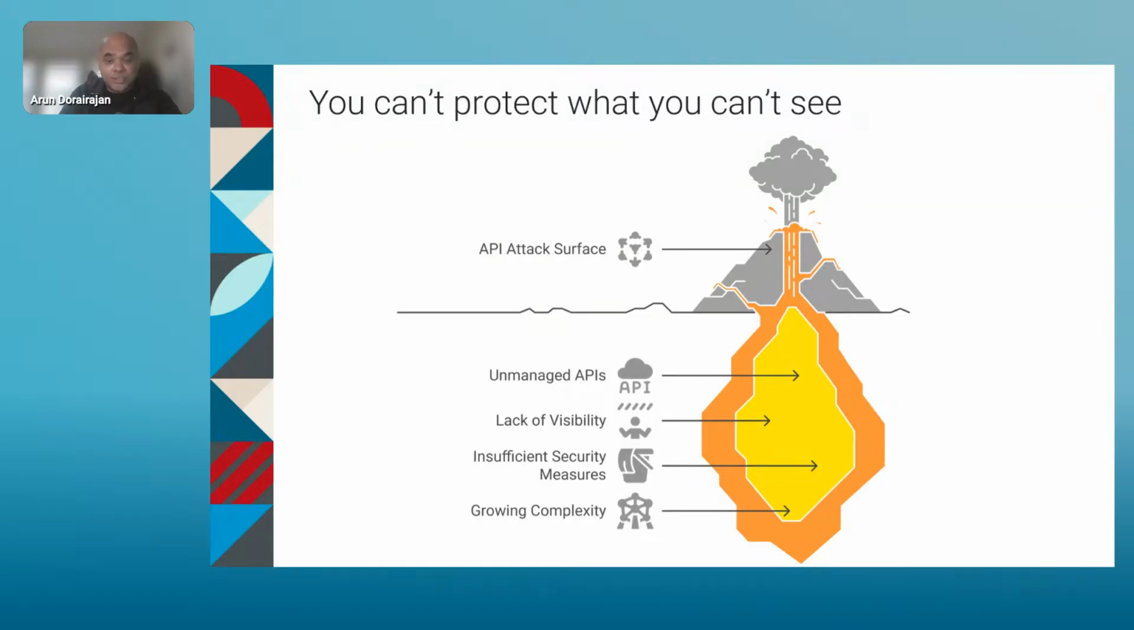There are weaknesses since you don't know which APIs exist. You don't know if there are security policies applied, or even if they are, they're inconsistent. And there is a constantly growing complexity of hybrid environments, partner APIs, and legacy systems. And without visibility into all of this, that builds pressure until one misconfiguration, one leaked token, one exposed endpoint triggers the blast.